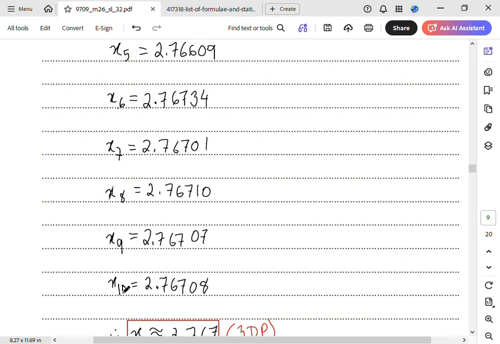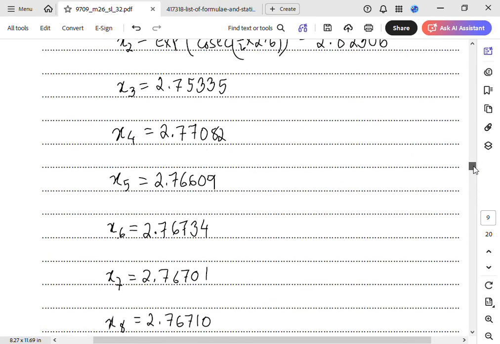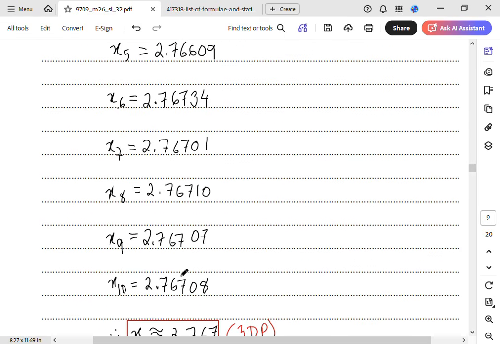So I have rounded each of these numbers correct to 5 decimal places, right? So you notice that they're all converging. Since the final answer has to be rounded to 3 decimal places, I'm going to look for the 4th decimal place. When it matches, you can stop, right? So it matches here, and it matches here as well. So I can stop. I could have stopped at x8, but I went further. So if I round this to 3 decimal places, it's 2.767.